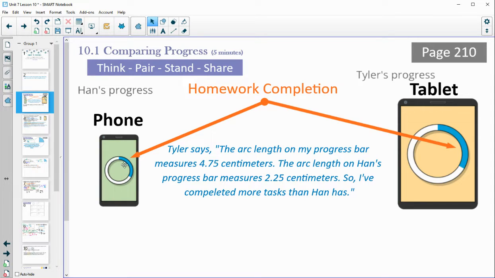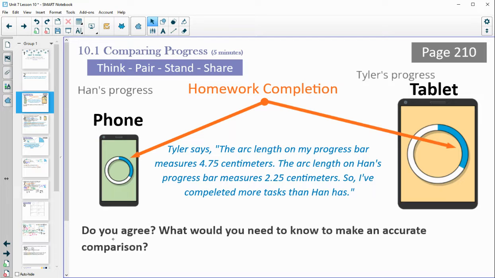So Tyler says, I've completed more tasks than Han has on this homework. Do you agree with Tyler? And what would you need to make an accurate comparison? Go ahead and think about that, and then come back to the video, and then we will discuss.